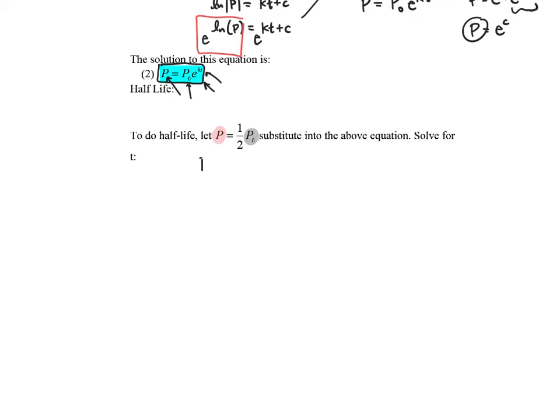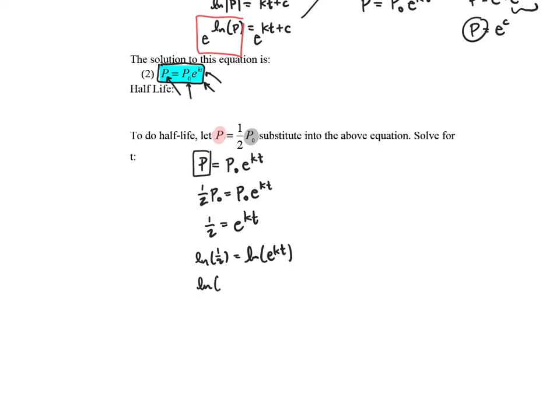Okay, so we start with p equals p sub 0 e to the kt. Now we know that the population, or the amount, is going to be half of what it started at. Our objective is to find the amount of time such that it would take that to happen. If I divide out p sub 0 from both sides, I get one half equals e to the kt. Now, where do we go from here? I'm going to take the natural log of both sides. Natural log of half is equal to the natural log of e to the kt.